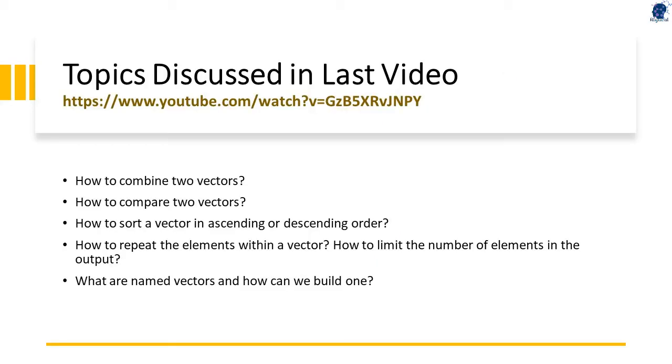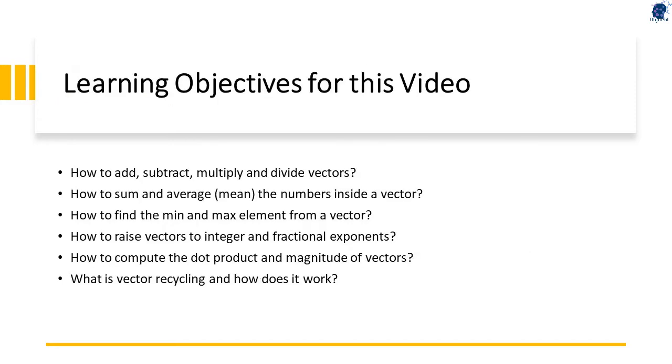In part 2, we looked at the steps to combine, compare, sort and repeat vectors, and finally looked at the steps to create named vectors. In this part, we will learn to perform the commonly used mathematical operations that involve vectors. The operations we will look at include vector addition, subtraction, multiplication, division and exponents. We will also look at the approach to sum the elements within a vector, identify minimum and maximum, find dot product and magnitude of a vector, and finally look at the concept of vector recycling.